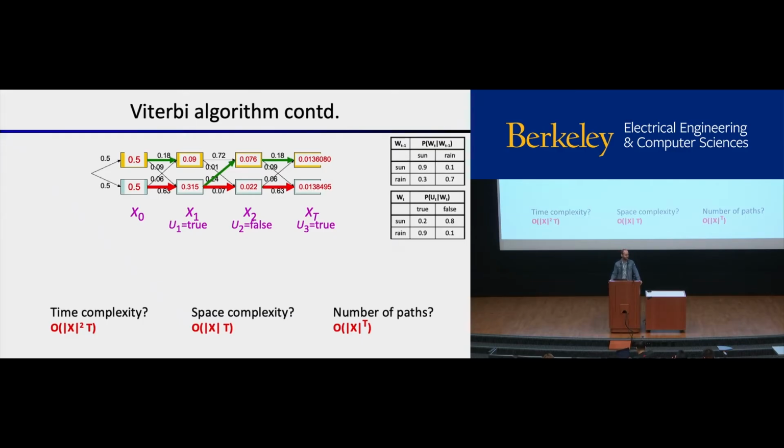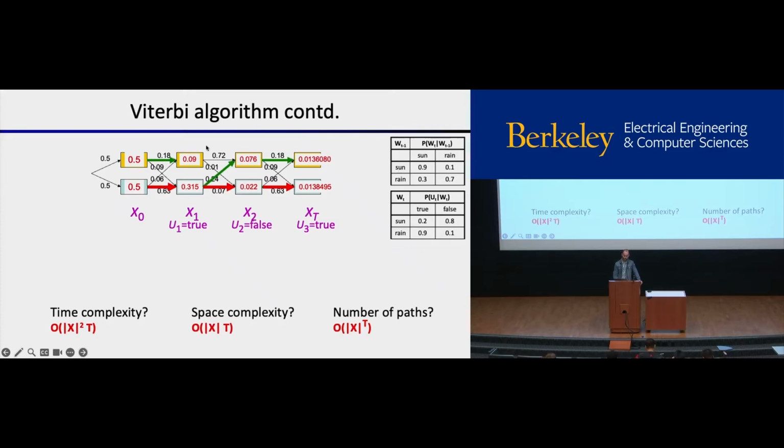Where does the fact of what the temperatures are factor into this? So this is encoded in this transition matrix here. So you can see that the probability of sun is 90% if it was sunny the day before.